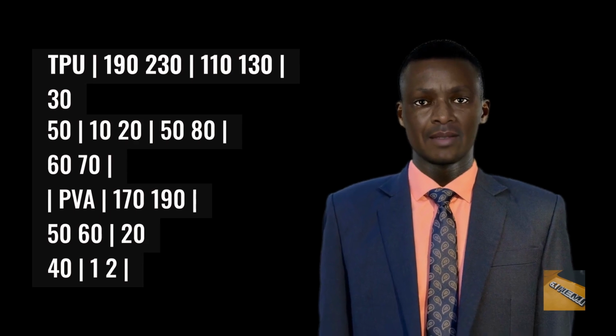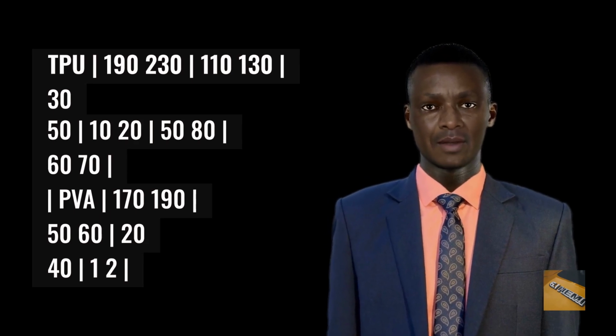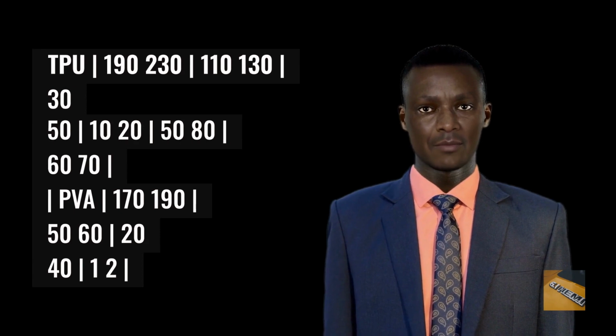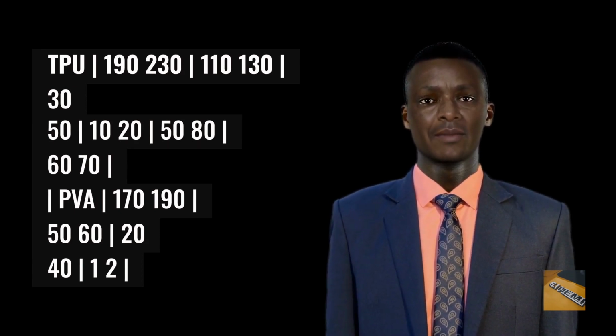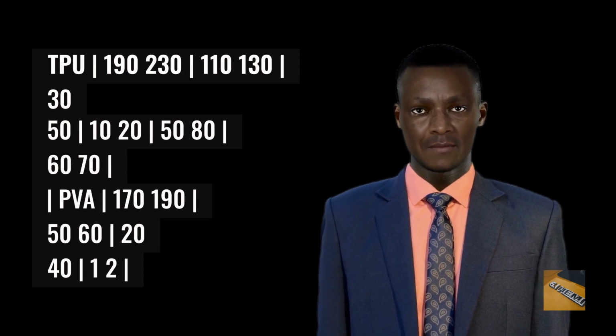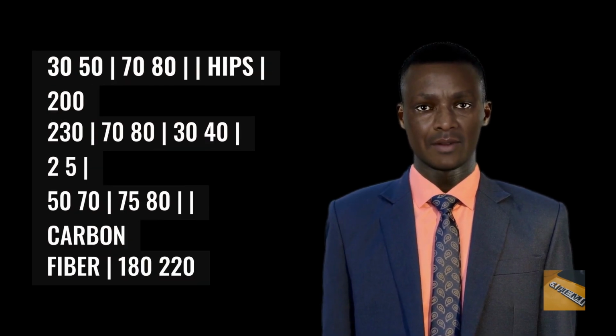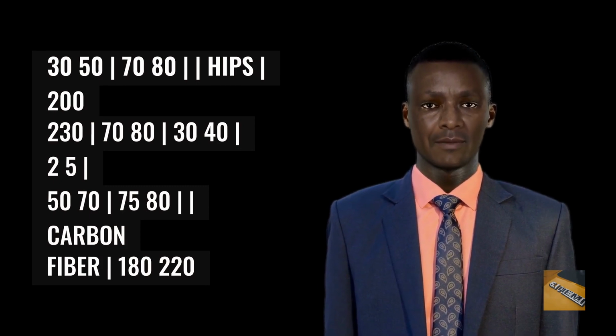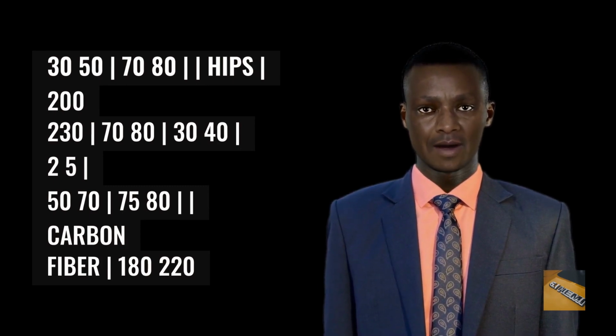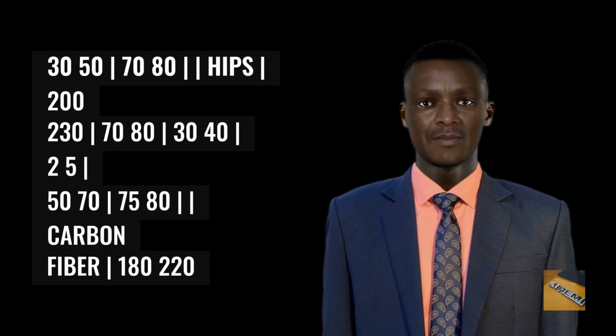TPU: 190-230, 110-130, 30-50, 10-20, 50-80, 60-70. PVA: 170-190, 50-60, 20-40, 12, 30-50, 70-80. HIPS: 200-230, 70-80, 30-40, 25, 50-70, 75-80.